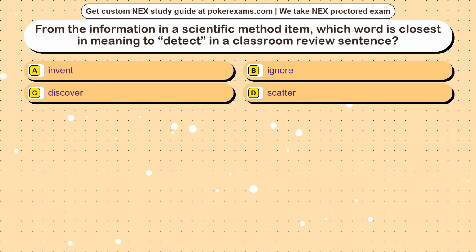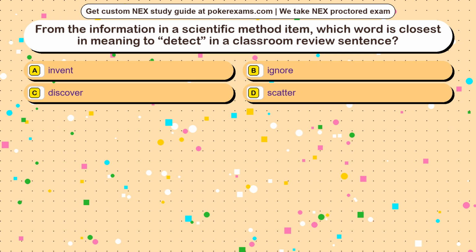Question 22. From the information in a scientific method item, which word is closest in meaning to detect in a classroom review sentence? Option A, invent. Option B, ignore. Option C, discover. Option D, scatter.